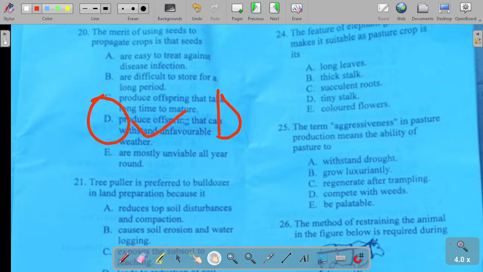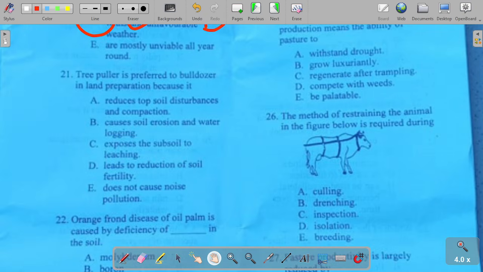D. Number 21. Tree puller is referred to as bulldozer in land preparation because it reduces topsoil disturbance and compaction, causes soil erosion and water, exposes the subsoil. Answer is A. 21 is A.